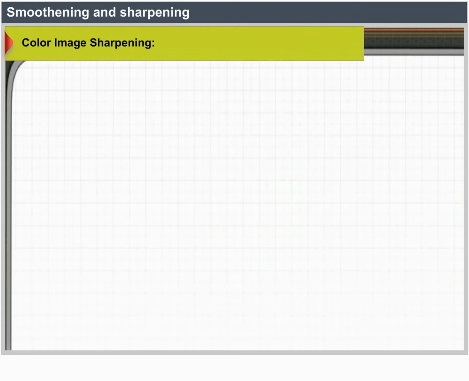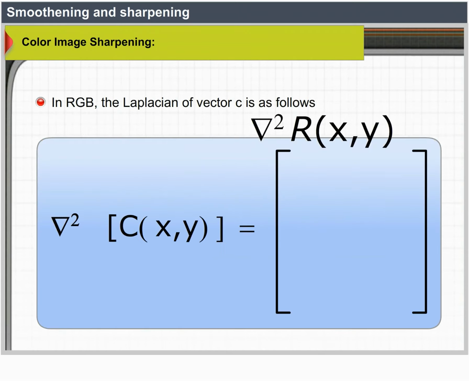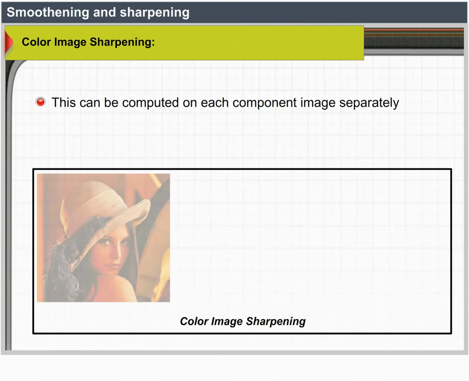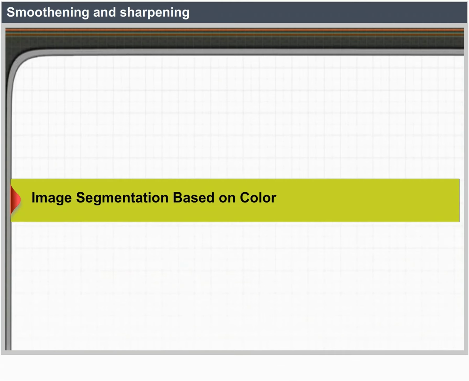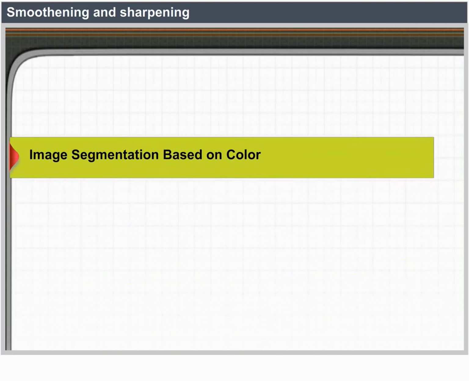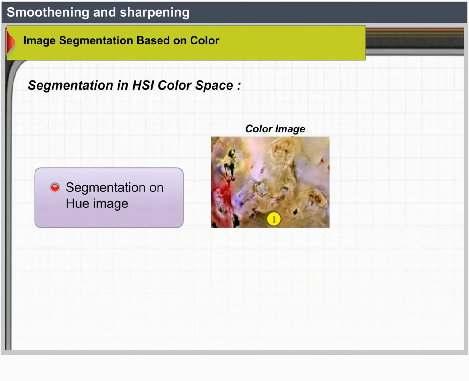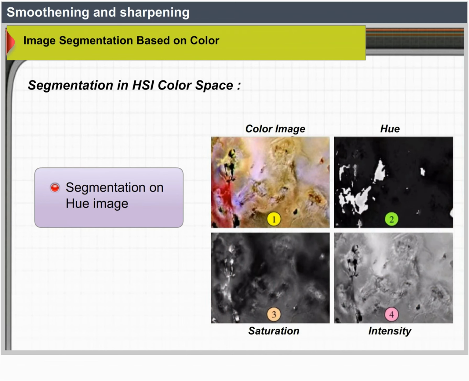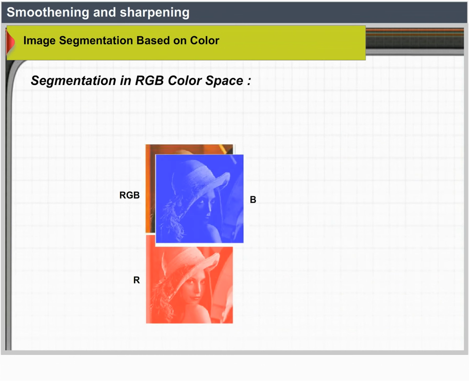Color image sharpening. In RGB, the Laplacian of vector c is as shown on the screen. This can be computed on each component image separately. The figures show image segmentation based on color. Segmentation in HSI color space: the images will be as shown on the screen. Segmentation in RGB color space.